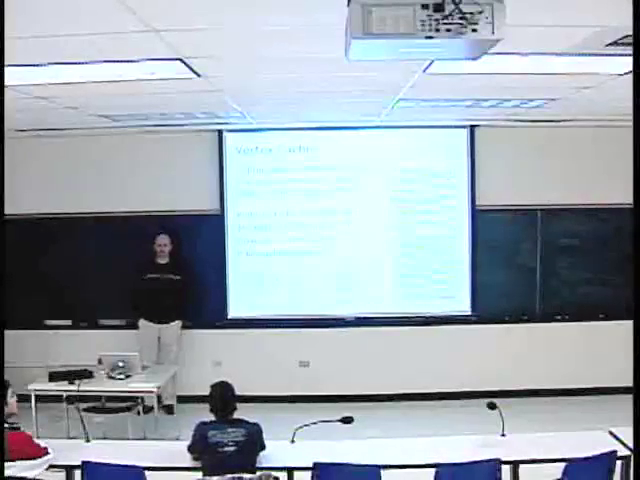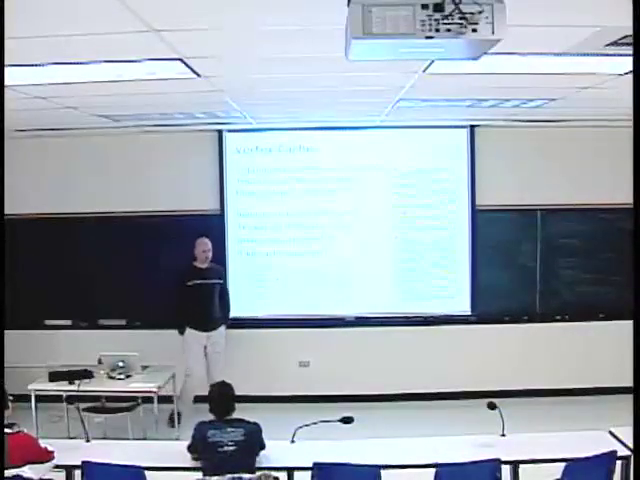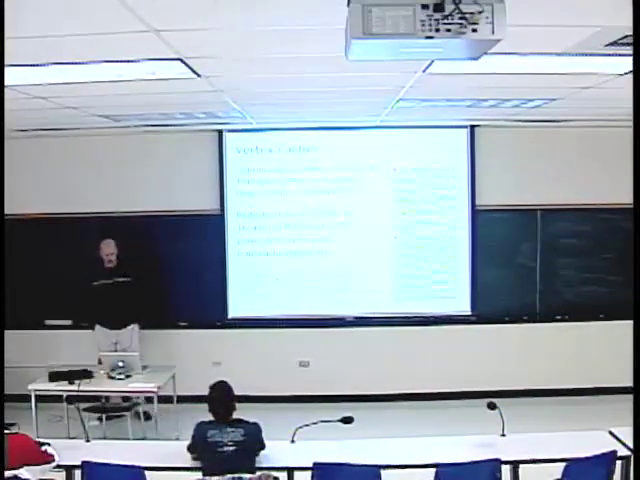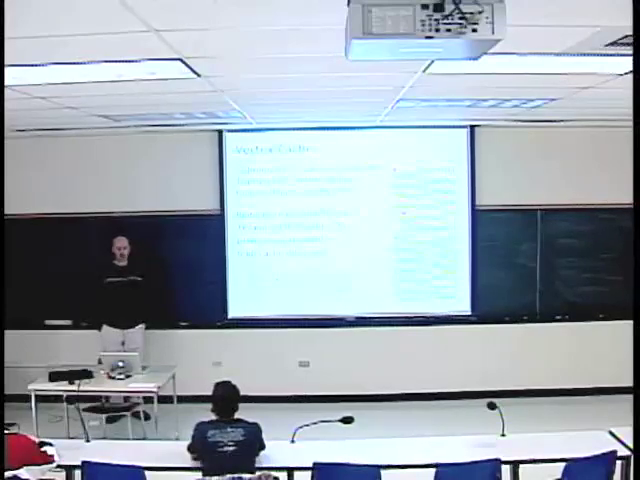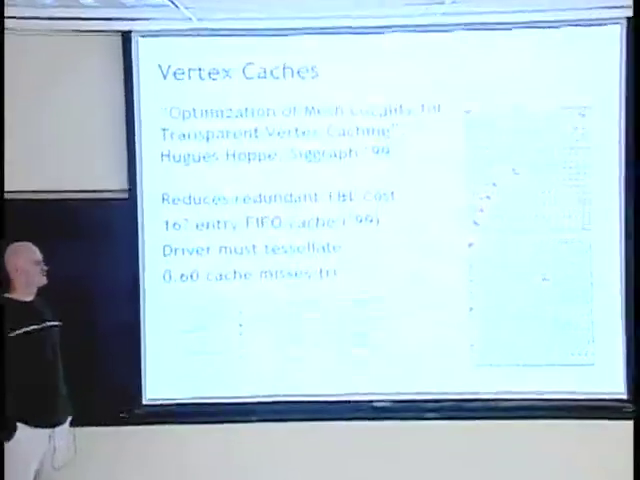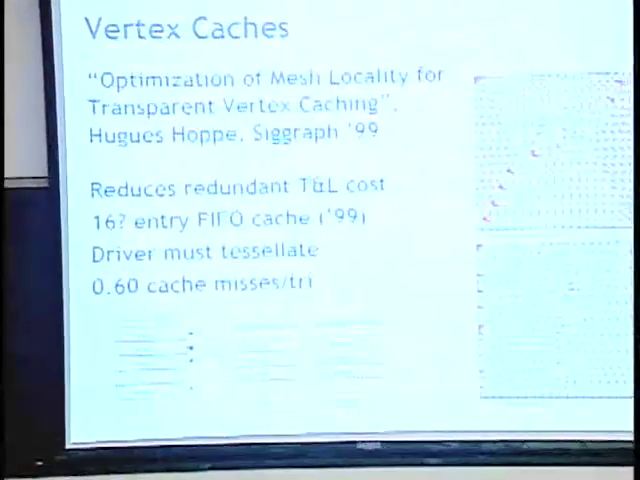Great. Okay. Cool. So we got through most of the geometry stage yesterday. There'll be three quick things that I talk about here. And the first one is going to be vertex caches. This is actually a really well-written paper. Hughes is a very well-known researcher at Microsoft Research.